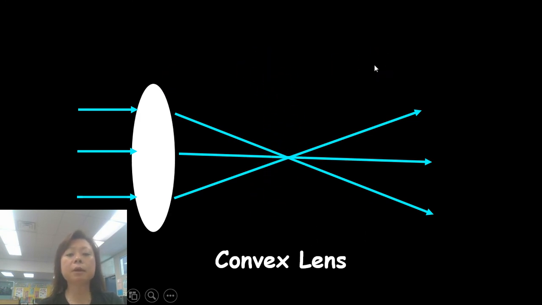Another example of convex lenses are magnifying lenses. Have you ever tried to burn an ant using a magnifying lens? Well, you could do that. I hope you didn't, but if you did, that was because the light rays came together and that's where the ant was, and it intensified and made the light rays come together.